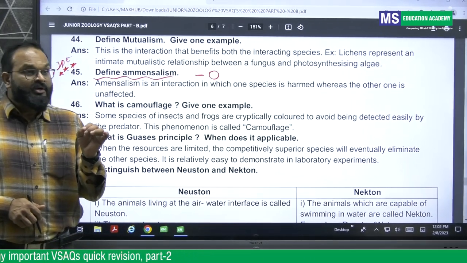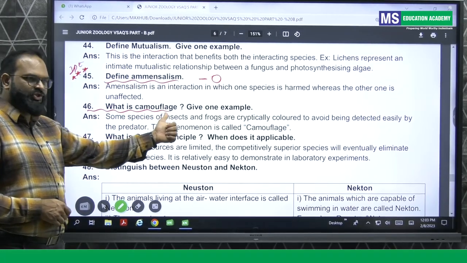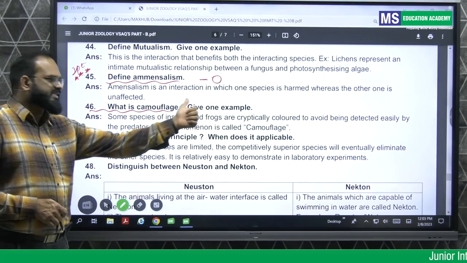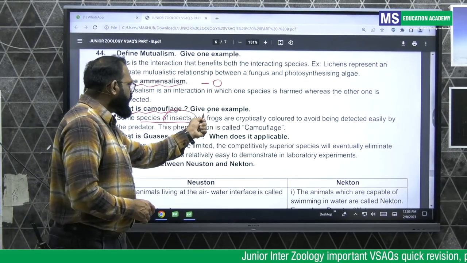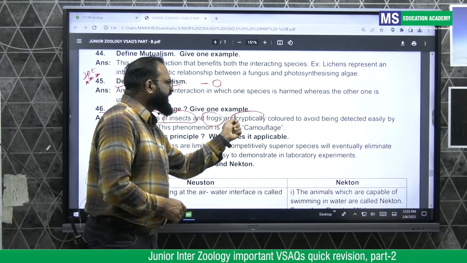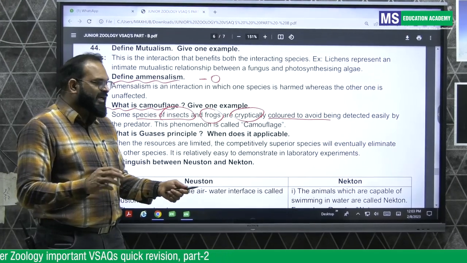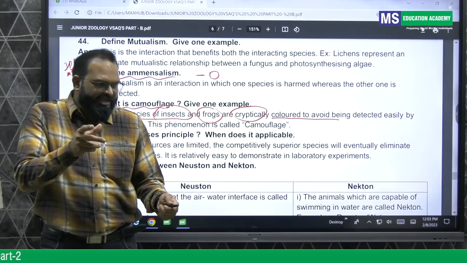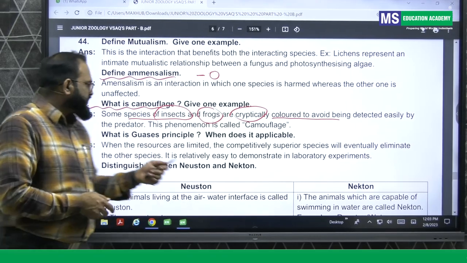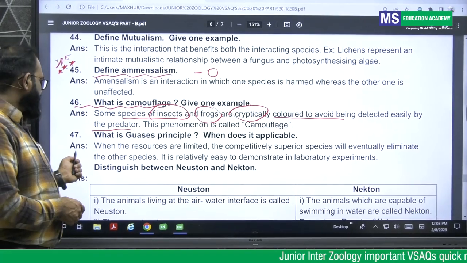Again, this question you can expect. Now coming to camouflage. What is camouflage? Give an example. Some species of insects and frogs are cryptically colored. They change their skin color so that they do not get detected by their enemies. So this process is called camouflage, right?